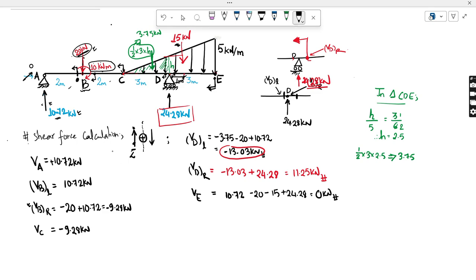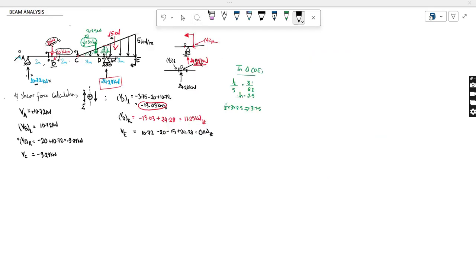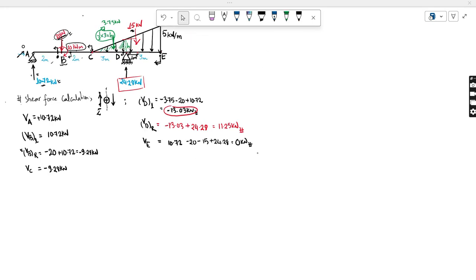Before proceeding further to the bending moment diagram, let's first make the shear force diagram. Let's first plot these values in a graph, and then we'll proceed with the bending moment diagram. I want to plot the shear force diagram in this corner. Now I'm ready to plot the shear force diagram. Let me first try to make a very straight line.